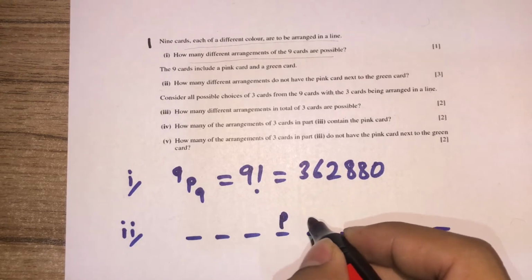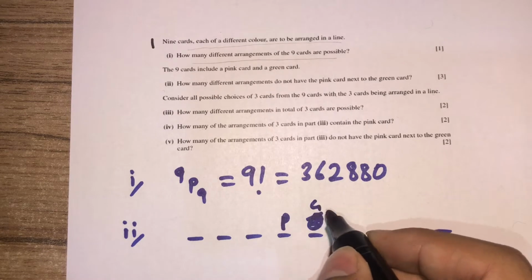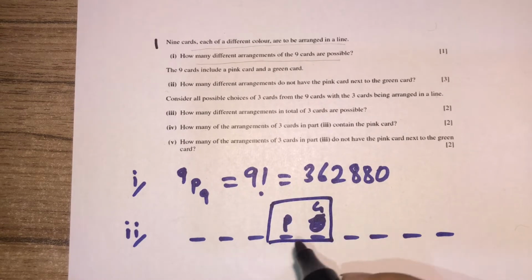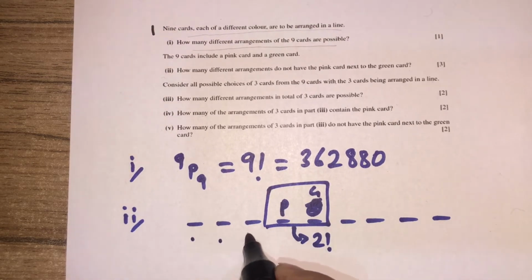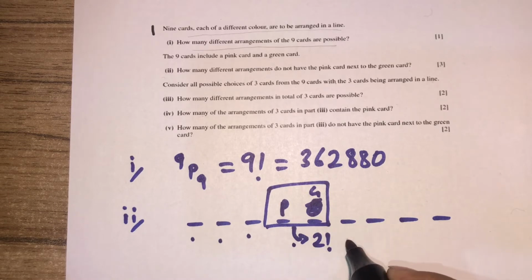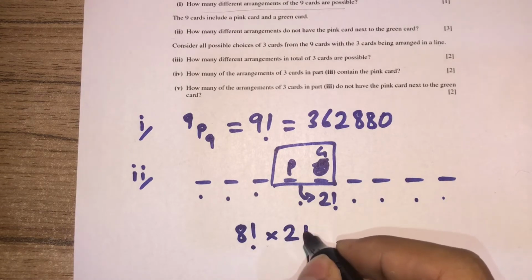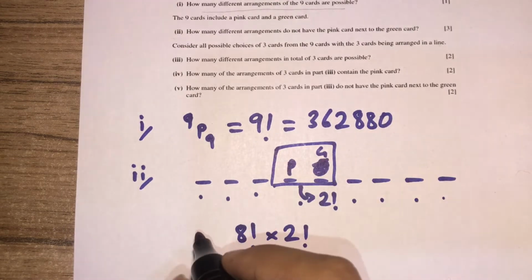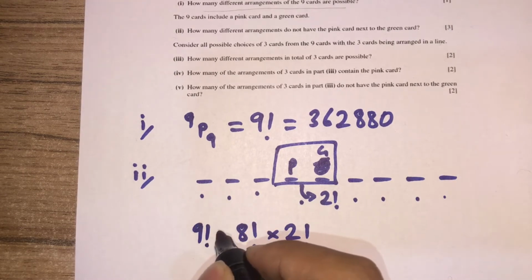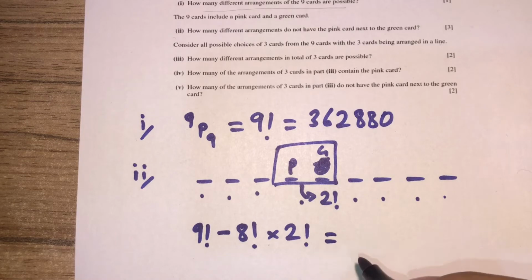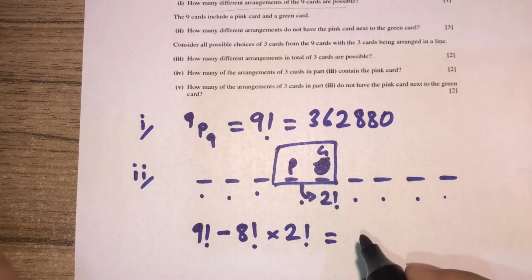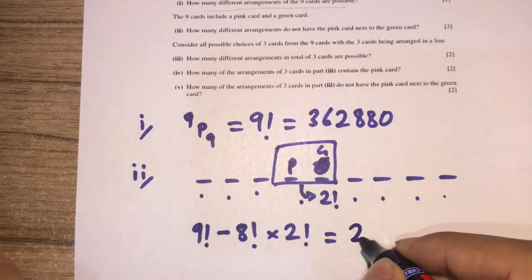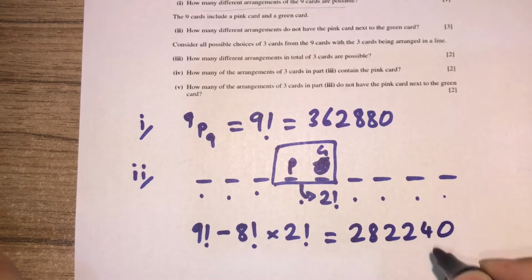So let's suppose the pink card was here, green card was here. So the arrangements of the pink and green card would be 2 factorial. And the arrangement of all the cards would be 1, 2, 3. This is taken as 1. So 4, 5, 6, 7, 8. 8 factorial. So 8 factorial times 2 factorial. And we'll subtract this from the total probability. So 9 factorial minus this. This will give the probability of the pink and green card not being next to each other. This is 282240.